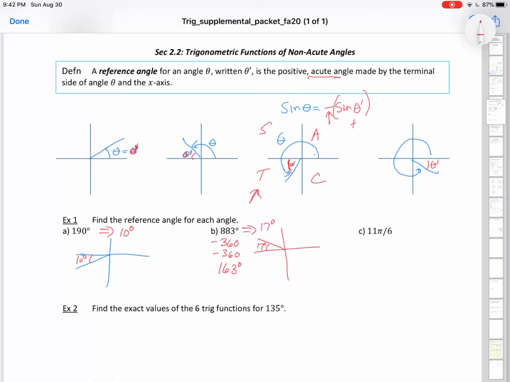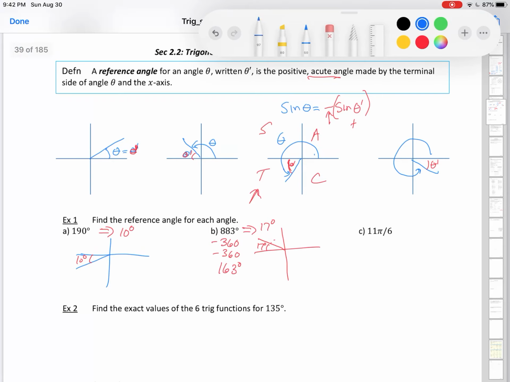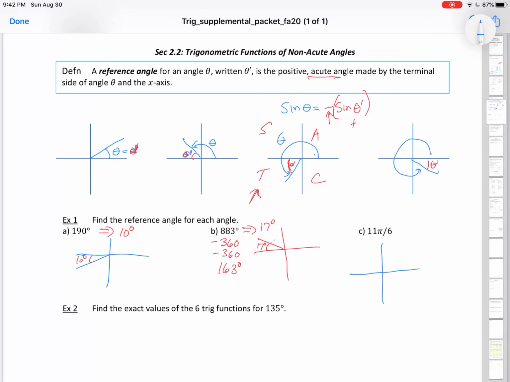Now remember, it went around the circle 2 times fully and then 163 degrees more. 11 pi over 6. Well, let me put that in blue again. Where is that? That's really close to 12 pi over 6. 12 pi over 6 would be 3 pi.